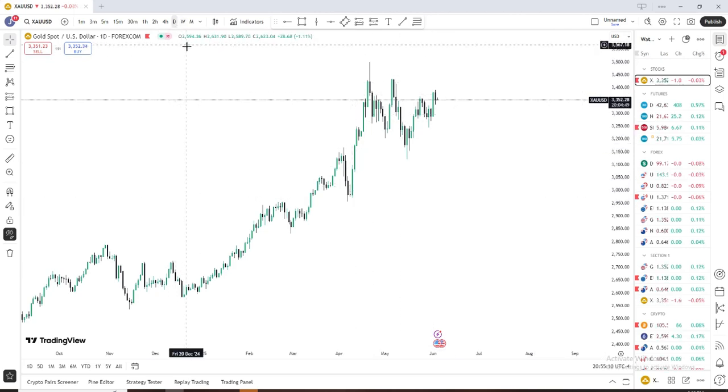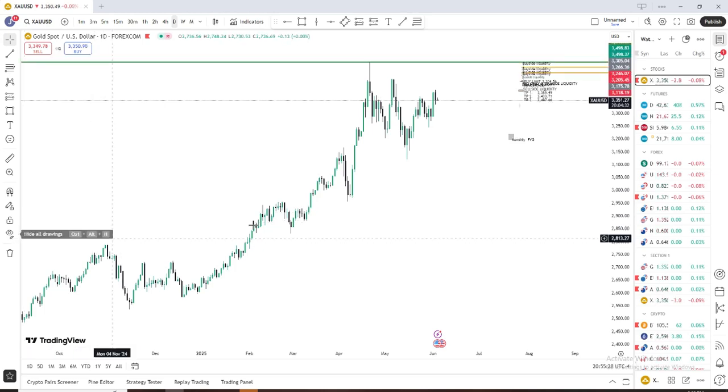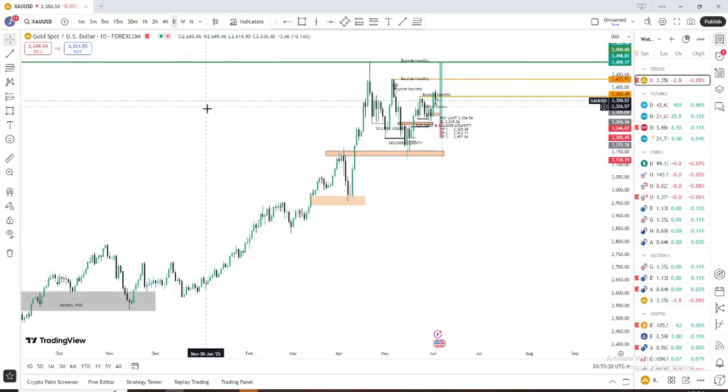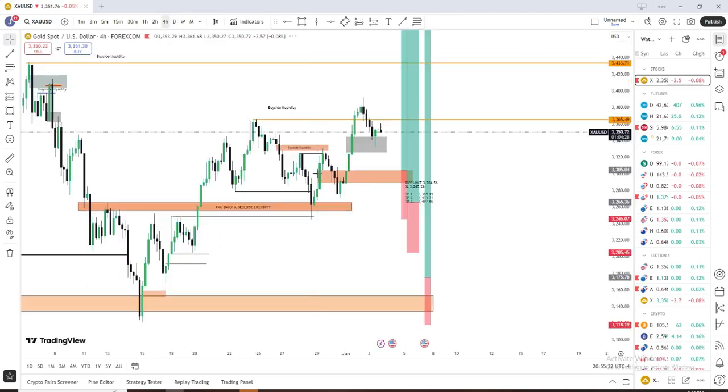But then we don't trade off of just the daily. We trade off of what? 4 hour, 1 hour, 15 minutes. That's how we get our entries. So let me put my lipstick on the charts. Good. Go down to the 4 hour.